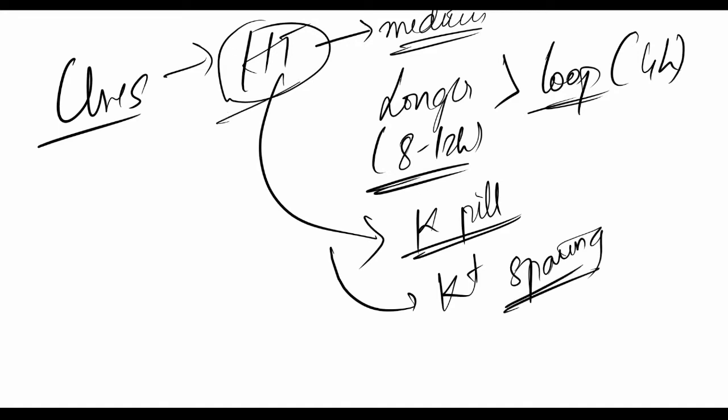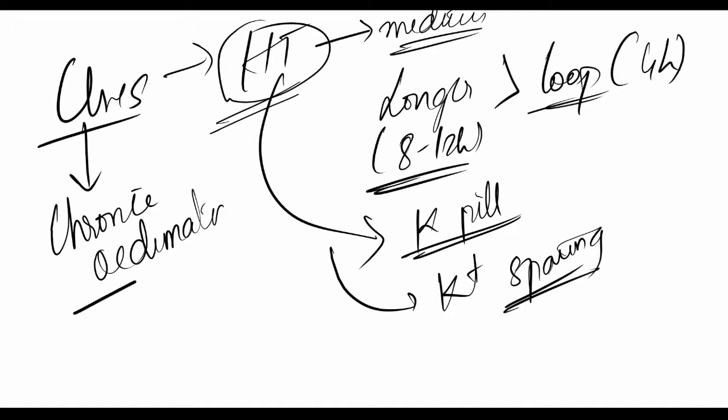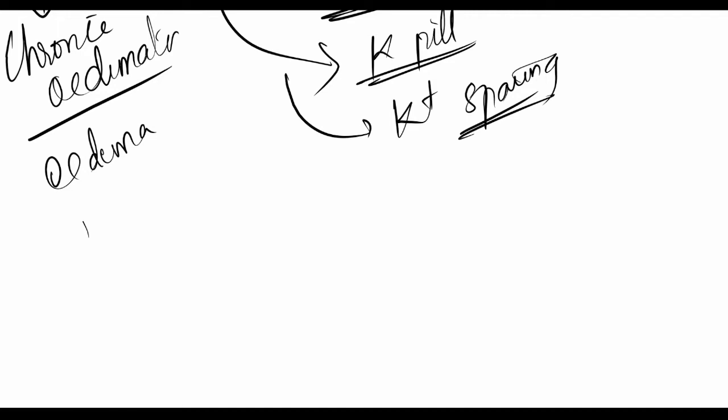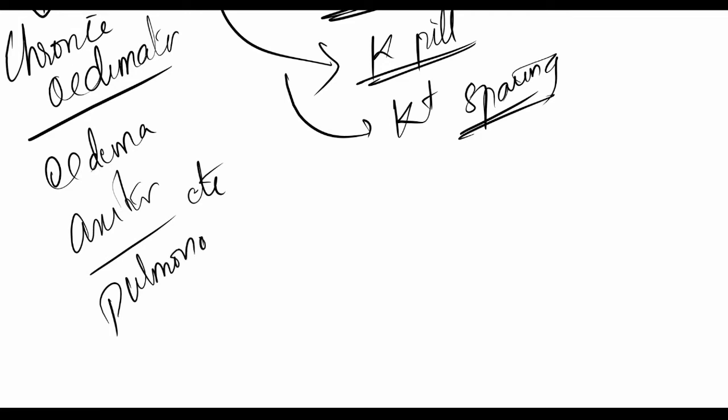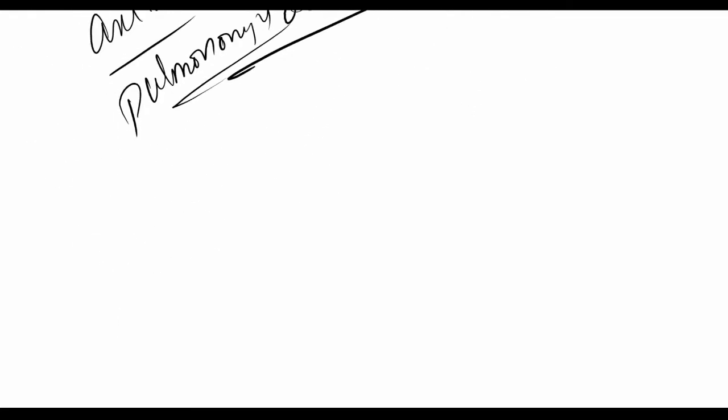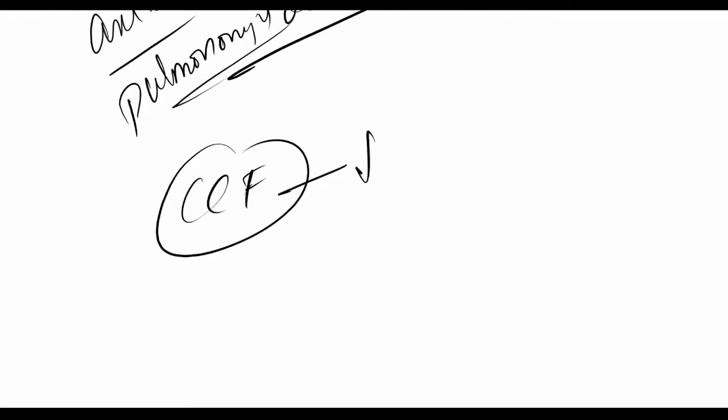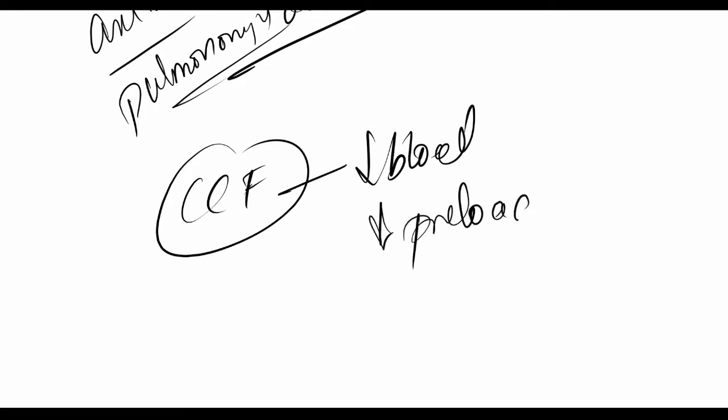Now, other than hypertension, since they're reducing blood volume, they can be used for chronic edematous states like edema as a side effect of other drugs, ascites, etc. Even pulmonary edema to a certain extent. And they can be used in case of congestive cardiac failure to reduce the blood volume and to reduce preload. So these are the uses.